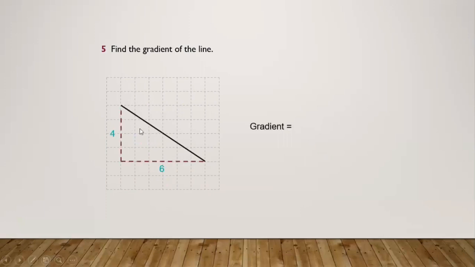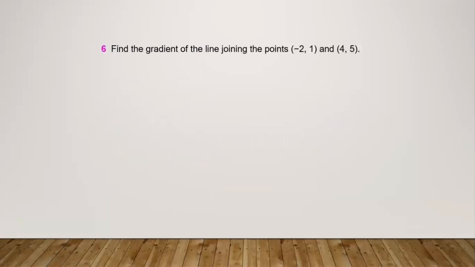The same happens in this case. We drop the vertical and horizontal distances. The vertical distance is 4, but while writing the slope, we take it as minus 4 upon 6, which is minus 2 by 3.